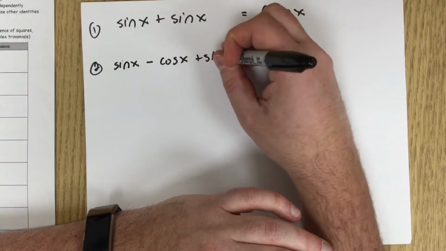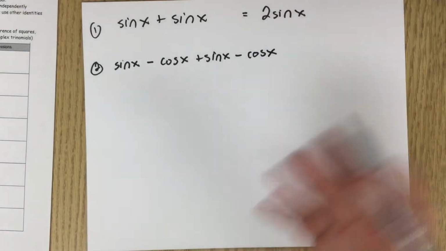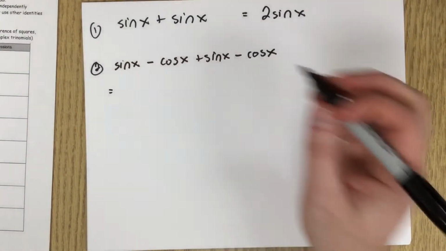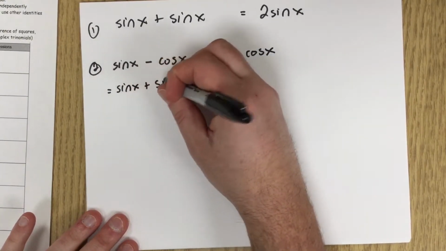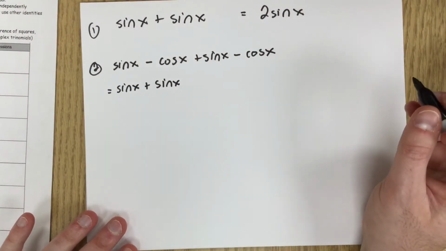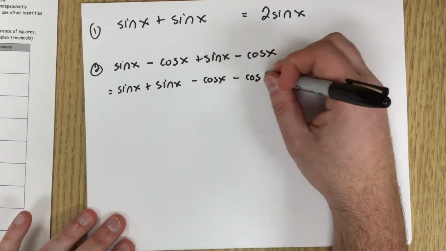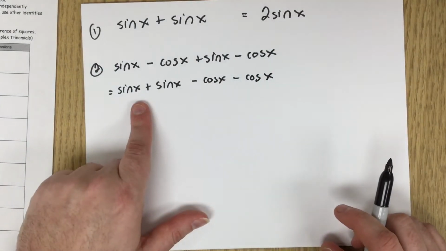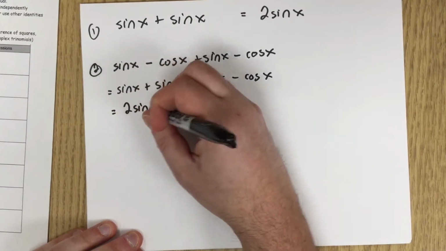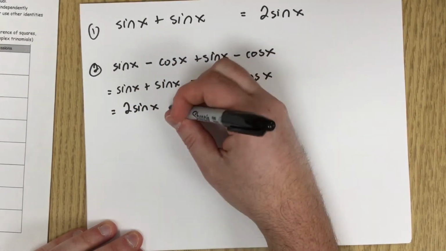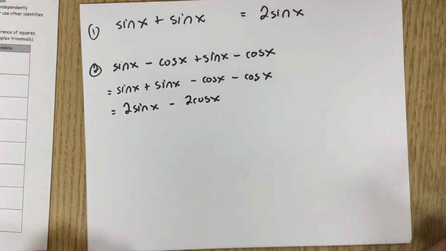Plus cos x plus sine x minus cos x. So what we're going to do here is we're essentially going to collect like terms. So what we could do is we could put the sine x's next to each other. And then we can put the coses next to each other. And then we have sine x plus sine x is just, as we said in example 1, 2 sine x minus cos x is minus 2 cos x.